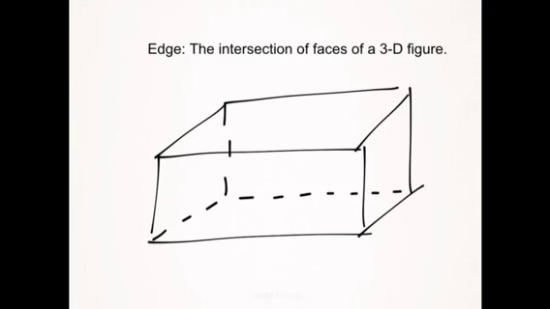And lastly, we have the edge, and that's the intersection of faces of a 3D figure. So here's an edge, edge, edge, edge. And so in total, this rectangular prism would have 1, 2, 3, 4, 5, 6, 7, 8, 9, 10, 11, 12 edges.